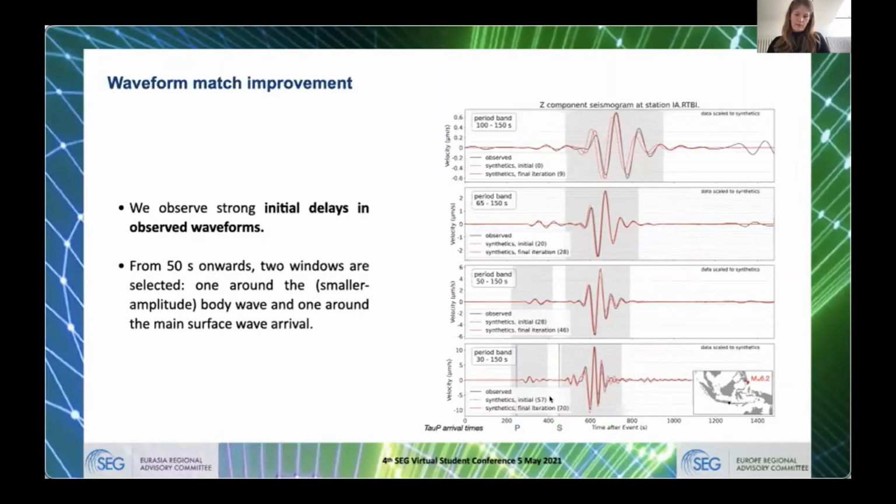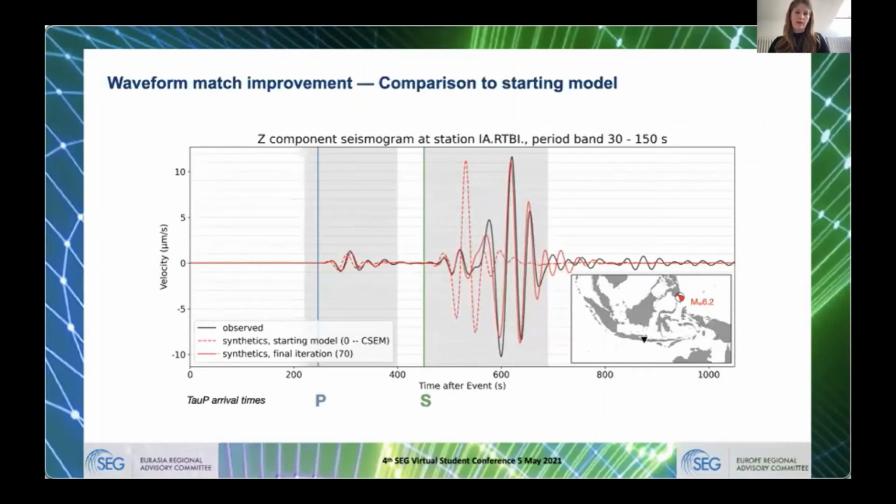Looking at the bottom figures here, one could ask, is it actually necessary to slowly blend in the shorter periods? Can't we spare some computational resources by looking at shorter periods right away? So let's zoom in on the final period band at 30 seconds. We're now looking at a waveform comparison of observed data and synthetics of our final iteration at 30 seconds, and you can see that our model is able to explain the observed waveforms very well. And the dashed line shows synthetics of the starting model at iteration 0.